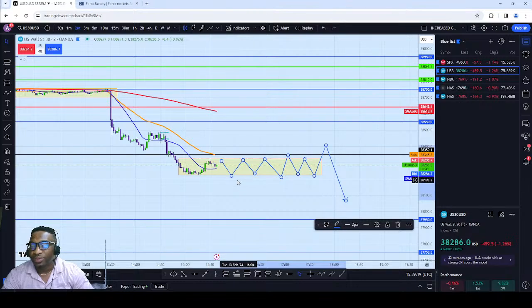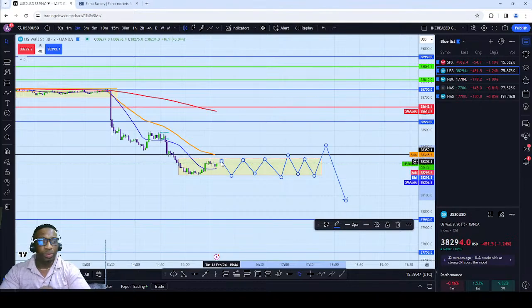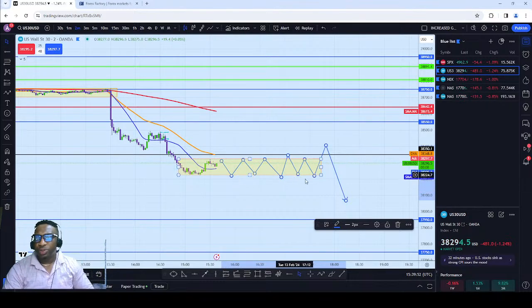So now all we have to do is keep our eye on here. If price gets out of this box, then we look out for an opportunity to go to the upside. Now, as we can see, it looks like it's being held up by the blue moving average. So if it's held up by the blue moving average, then we'll look to get an opportunity to go up.